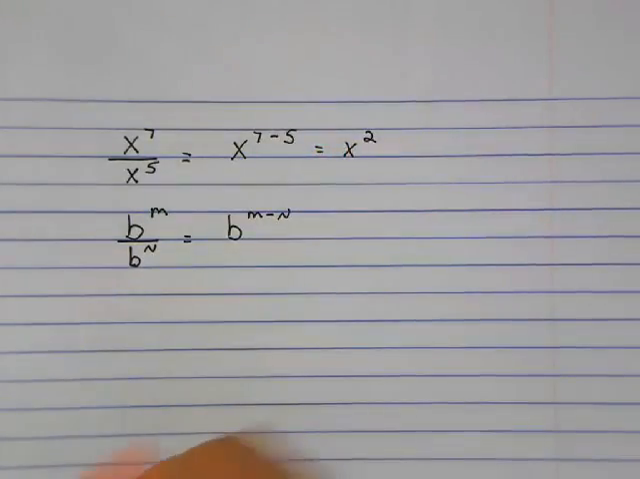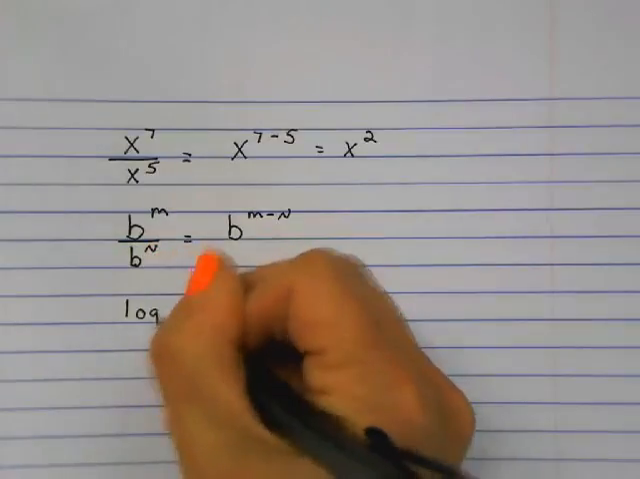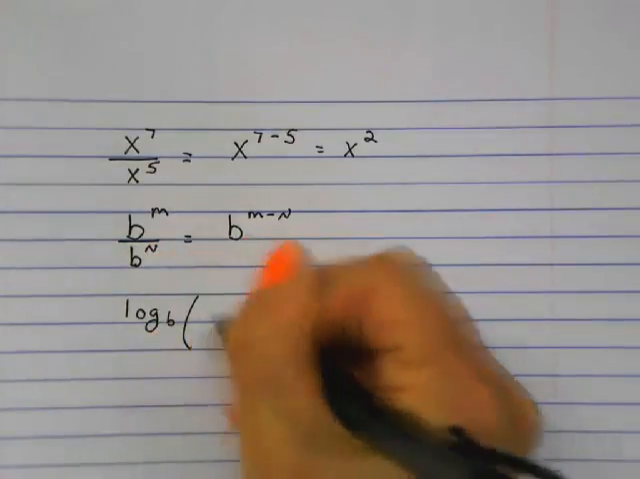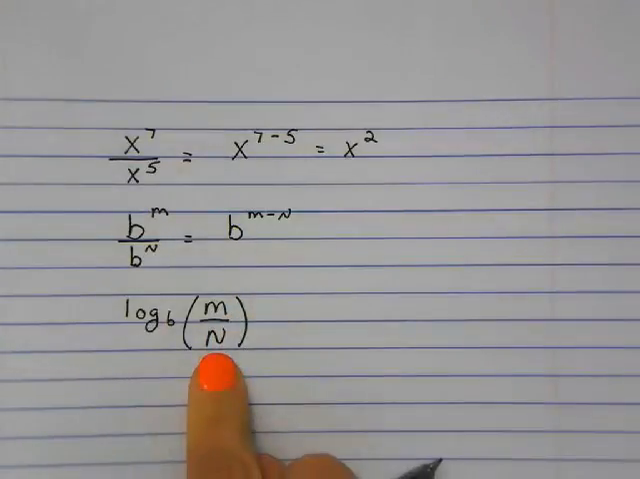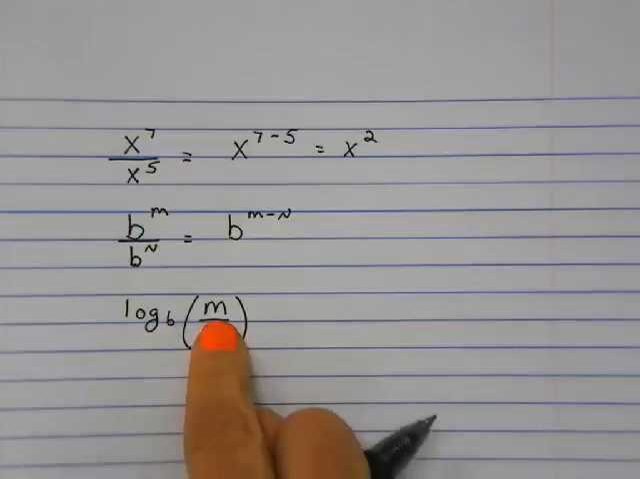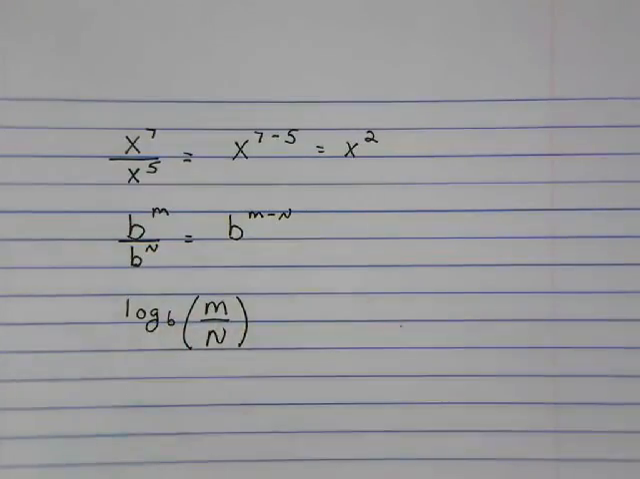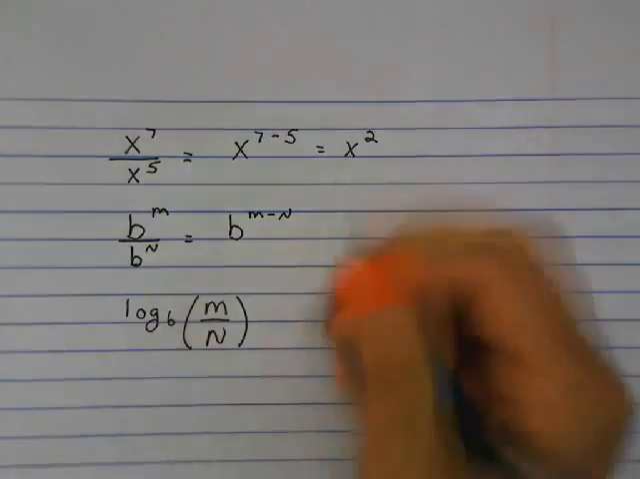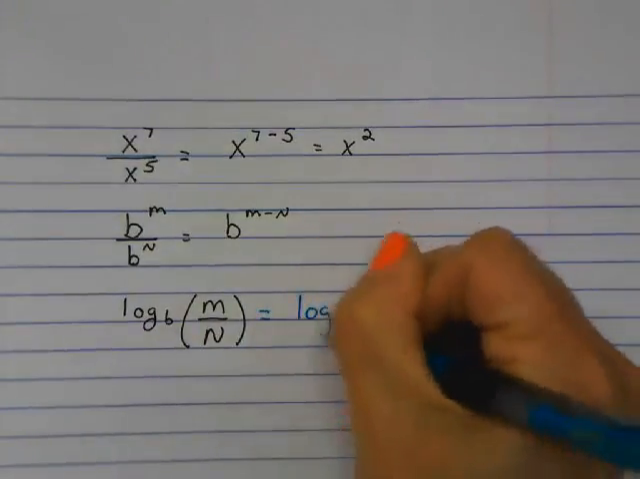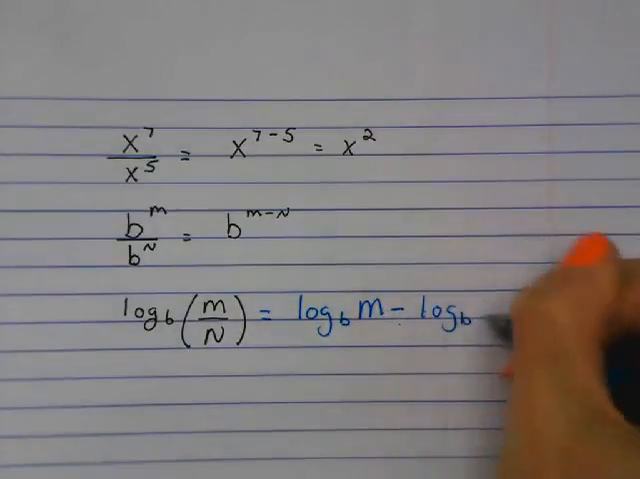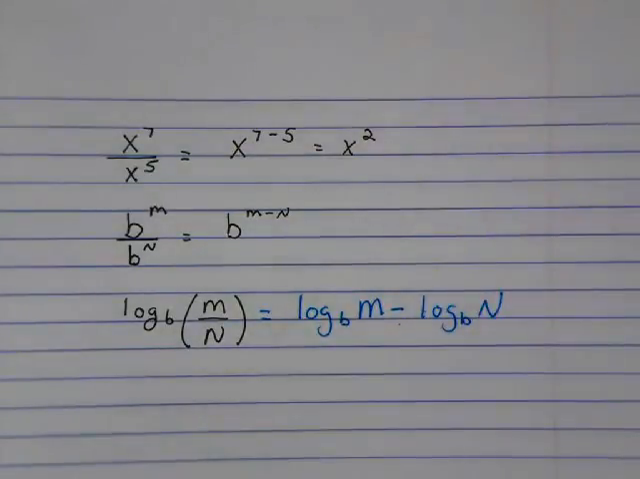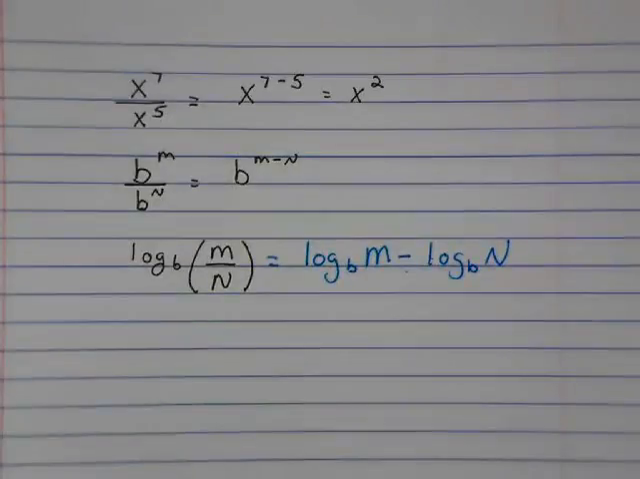Let's apply it now to logs. So again, I need you to think backwards. Since this is division, we do the opposite when we expand it. It's going to be subtraction. This would be log base b of m minus log base b of n. Okay?